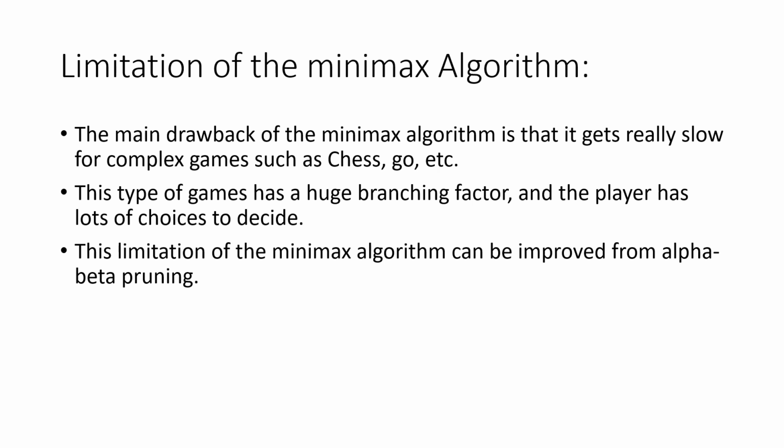There are many limitations of the min-max algorithm, but they can be improved using alpha-beta pruning. Alpha-beta pruning cuts off unnecessary branches, and these branches cannot affect the final decision. It reduces the number of nodes evaluated. Alpha-beta pruning does not change the result of min-max; it only makes it faster.